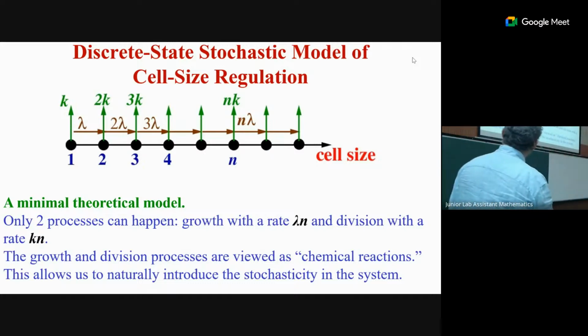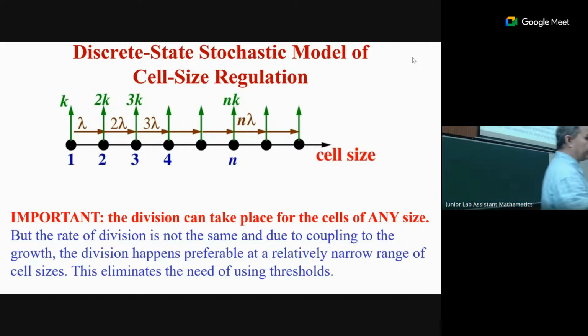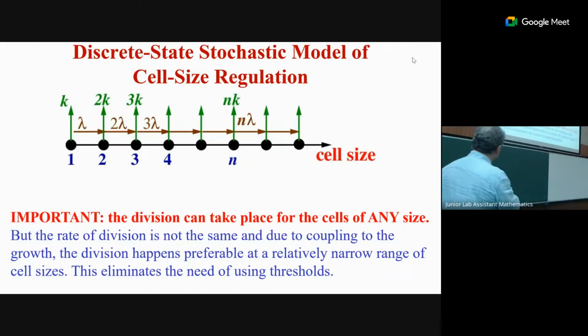And you can say that growth happens with rate lambda, where lambda is a rate constant. And division happens with rate k, where k is the division rate constant. The important thing is that division in principle can take place at any size, but as I will show you, there are only preferred sizes where it happens. But in principle, it can happen anytime. There is no need for a threshold; it will come naturally.